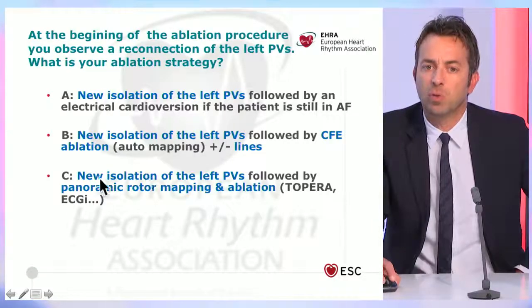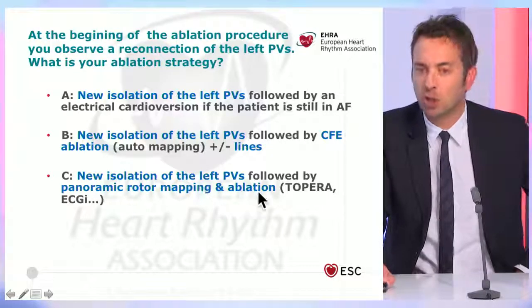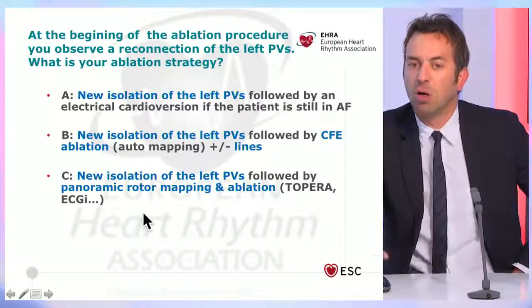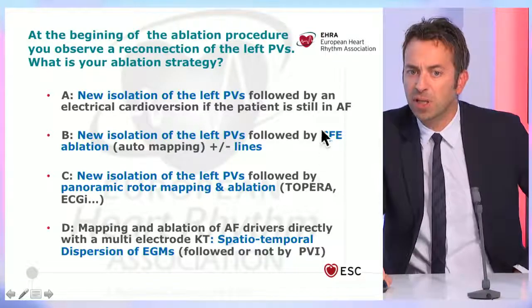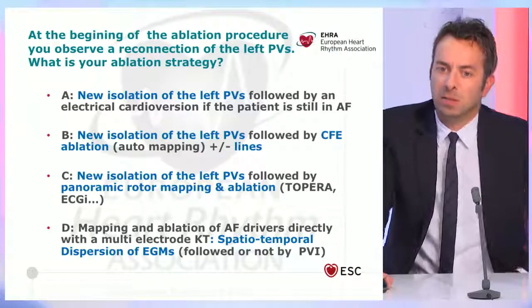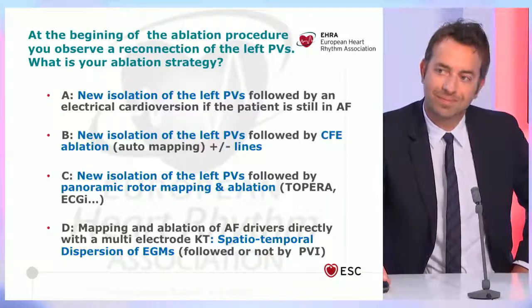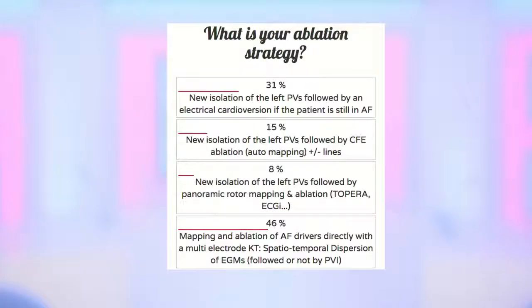Choice C, you perform a new isolation of the left pulmonary veins followed by a panoramic rotor mapping and ablation with the Spatio system, ECGI, or another system. And choice D, you perform a mapping and ablation of the AFib driver based on dispersion mapping, followed or not by PV isolation. I think it's a very interesting question, and our audience has already decided. It's a more mixed picture. 32% tend to choice A, so only re-isolation of the left PVs and nothing else.